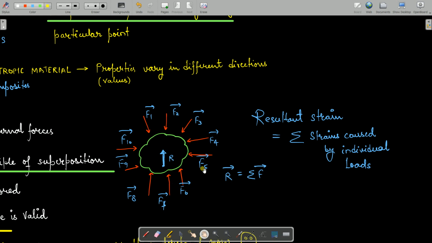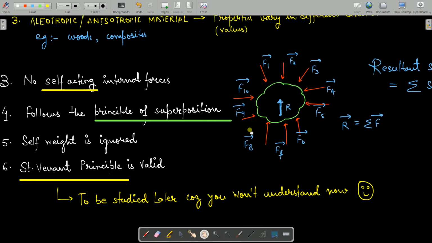Let's say load F1 is giving some strain, some change in the body. Similarly, there will be some change in the body due to F2, and some change due to F3. The principle of superposition says the net change in the body will be equal to the algebraic sum of all the strains happening due to all the individual loads.